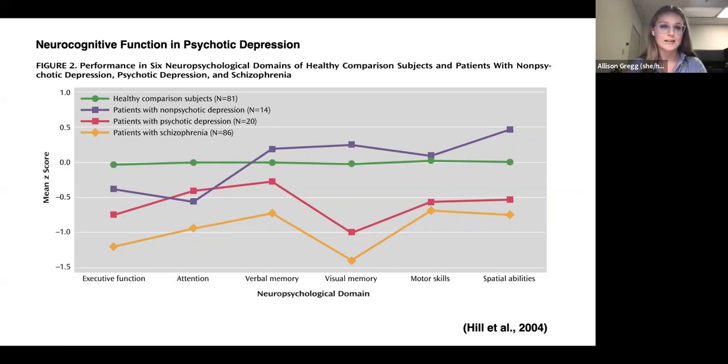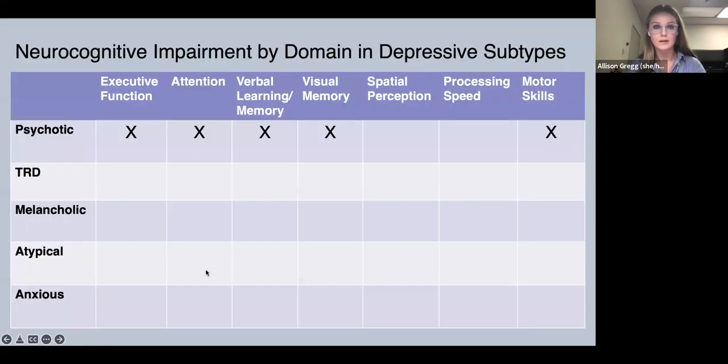And so it really highlights the impact of those psychotic symptoms, and again shows the connection between the heterogeneous presentation of depression and that differential impact on neurocognitive function as well. Then we'll go through and compare the profiles of all of these different subtypes as we go, but looking at psychotic depression, we're really seeing this kind of diffuse impact in neurocognitive functioning in this way.